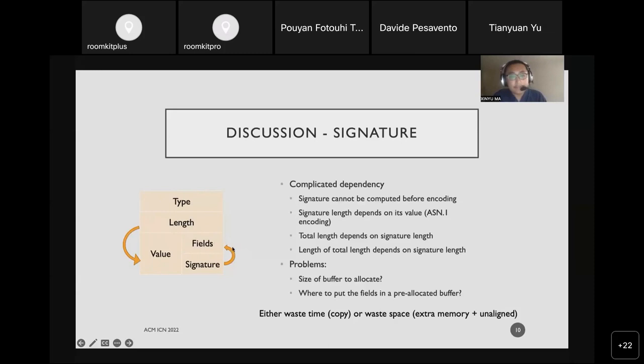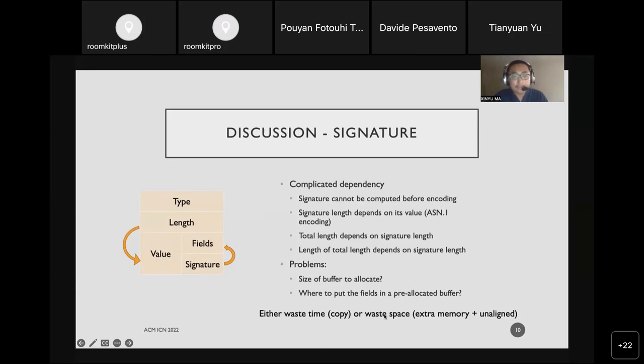But with space, that means we allocate a buffer that is large enough to contain the maximum size of the signature. After that, we encode those fields in the middle of the packet, which has enough space to hold the length. Then we compute the signature and put the signature here, and eventually we compute the length and put the type and length in front of the encoded fields. But the problem is we use some extra memory, and because the length of this length field is variable, the memory is unaligned, which can cause some performance loss in RDMA or something. This is an interesting one.